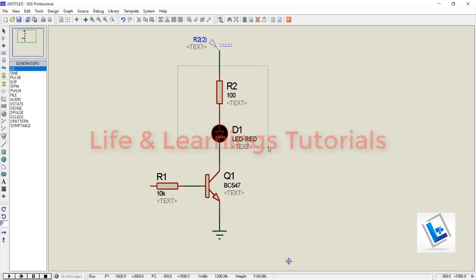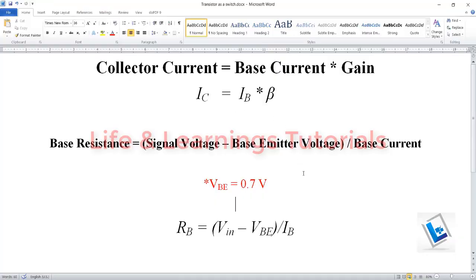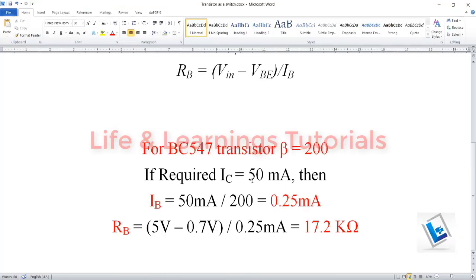Now if I consider this load requires around 50 milliampere to turn on, then we have to get the exact value of this R1 so that we can get the exact value of base current to turn on this transistor in the saturation region. To find the base current and the base resistance, first if I consider I need 50 milliampere collector current, then the base current will be equal to 0.25 milliampere, and with the help of this base current I can find the base resistance equal to 17.2 kilo ohm when we are using a 5 volt signal at the base to turn on the transistor.